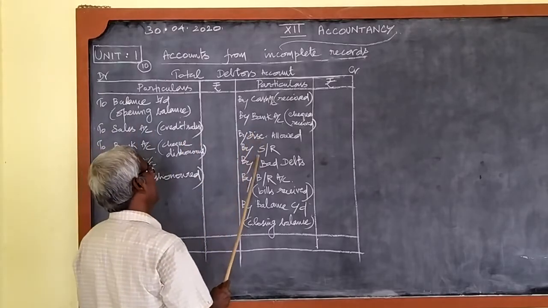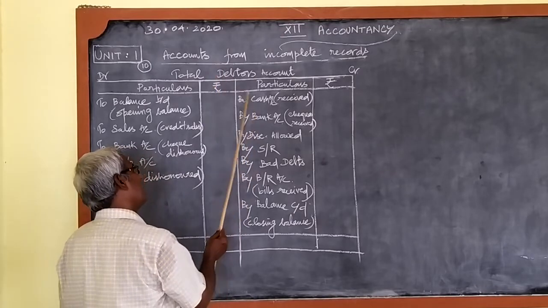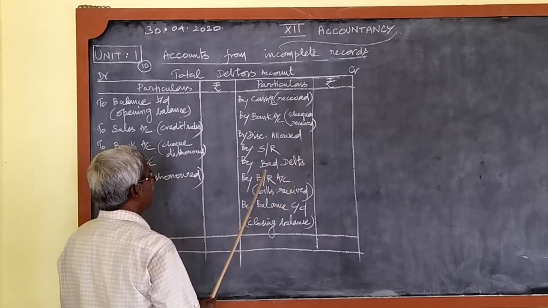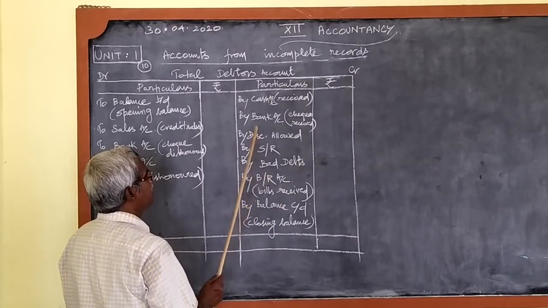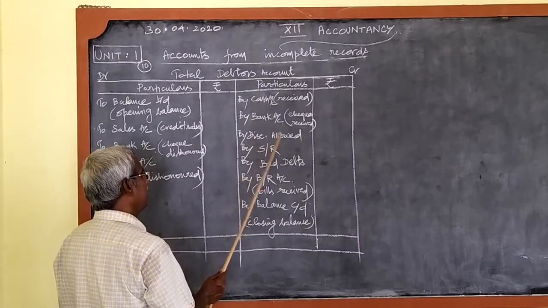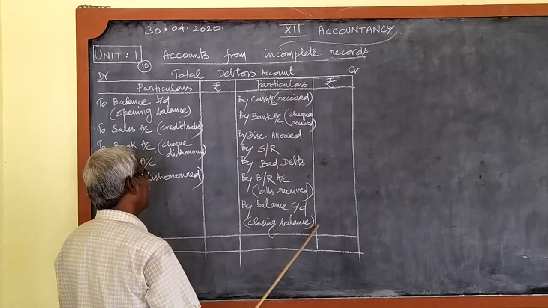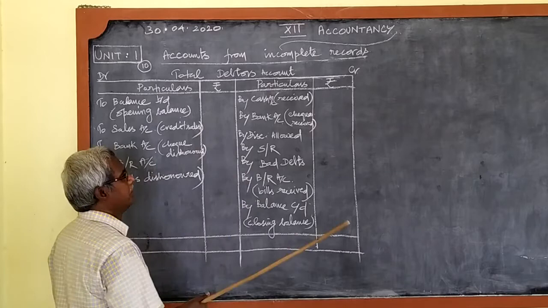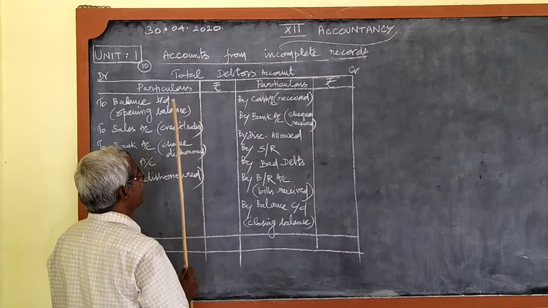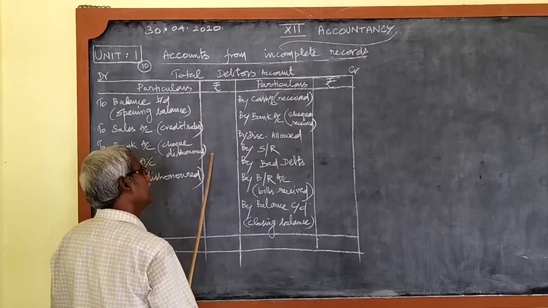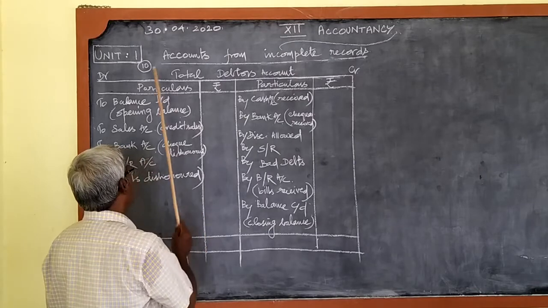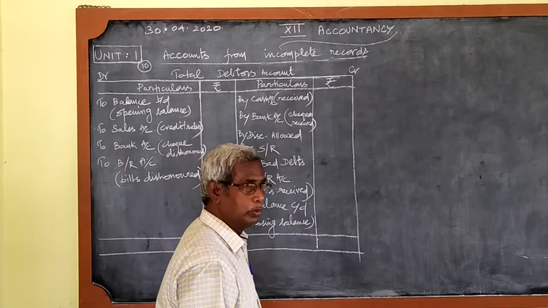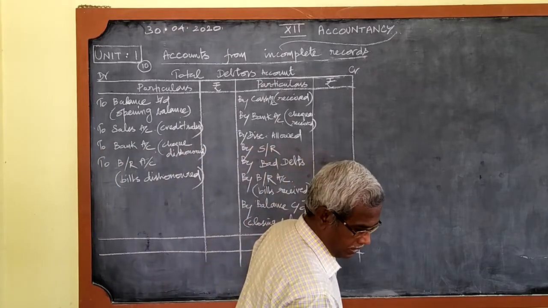This side, the credit side: cash received, cheque received, and from the bills the amount received, then discount allowed, sales return, bad debts, and the closing balance. All these items are given here. This format is a must, you should remember it to prepare problem number 10 and 11. Now we are going to do problem number 10.